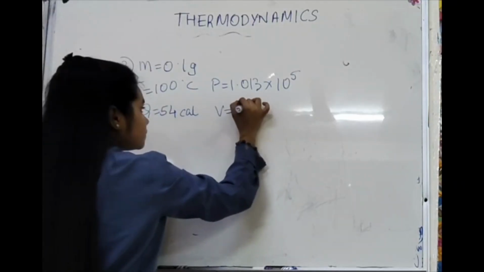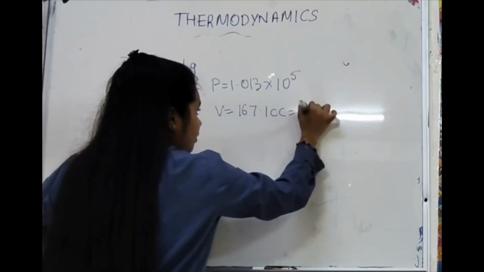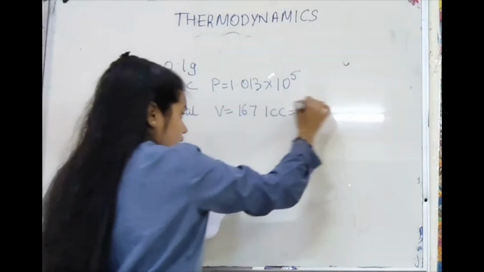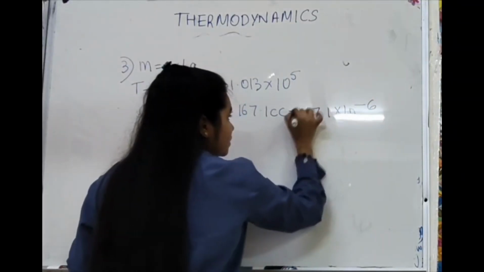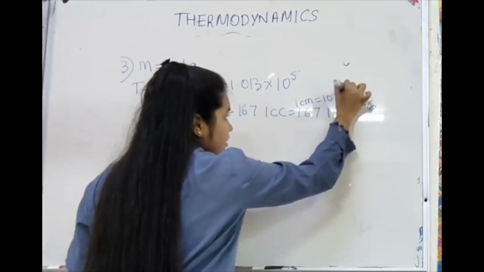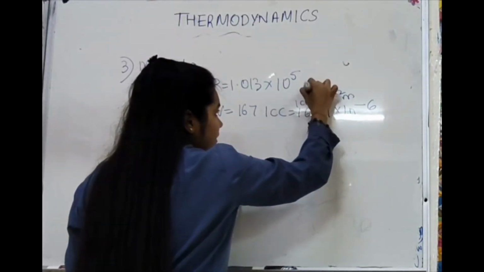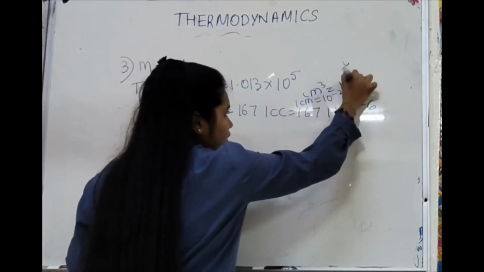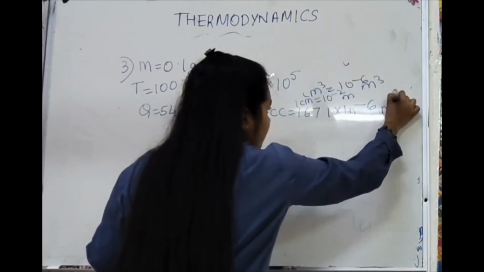Volume is 167.1 cubic centimeter. Let's convert it into cubic meter. Because 1 centimeter equals 10 to the power minus 2 meters, so cubic centimeter is 10 to the power minus 6. Okay, that's how we convert.